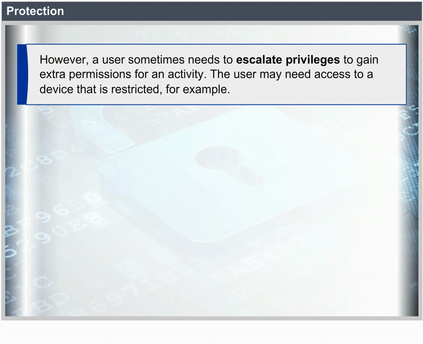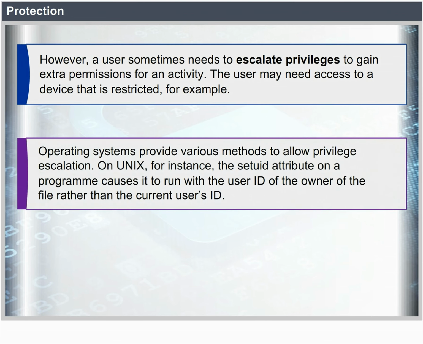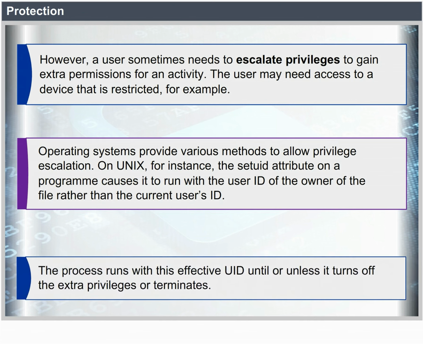The user may need access to a device that is restricted, for example. Operating systems provide various methods to allow privilege escalation. On Unix, for instance, the setuid attribute on a program causes that program to run with the user ID of the owner of the file rather than the current user's ID. This process runs with its effective UID until it turns off the extra privileges or terminates.